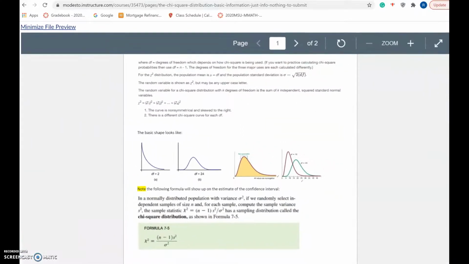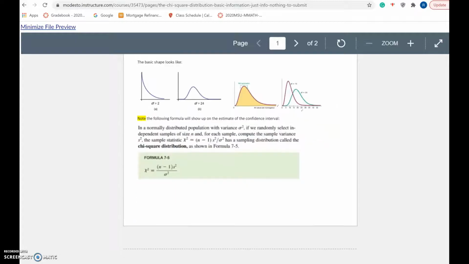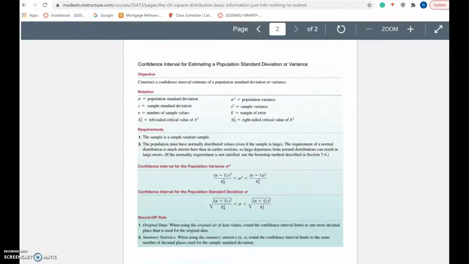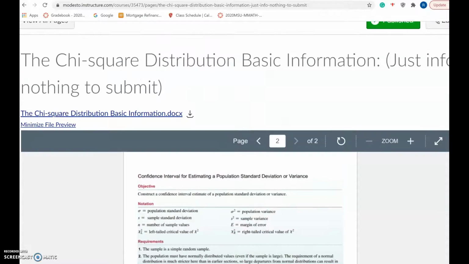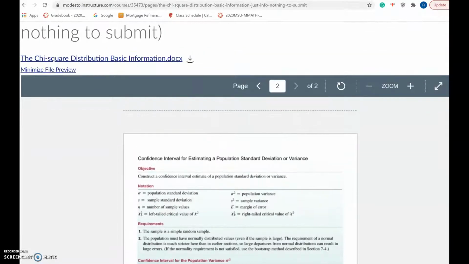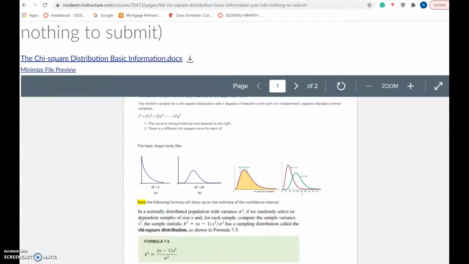So this is what the chi-square distribution looks like, and we technically use it to create confidence intervals, but it's going to be confidence intervals for the population variance and standard deviation. So what you see here is different degrees of freedom and then basically the shape of it. One important fact is that it's technically not symmetrical. And let's take a look at the lab.